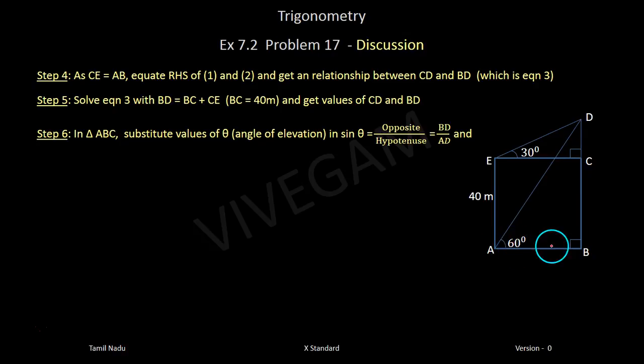And what is sine 60? Sine 60 is opposite, that is the height of the lighthouse, divided by hypotenuse, which is the distance between the foot of the tower to the top of the lighthouse. So, in this case, sine 60 we know, BD we just calculated in the previous step. So, this is also known, which means AD can be calculated from this equation. Okay. So, this is how this problem needs to be worked.